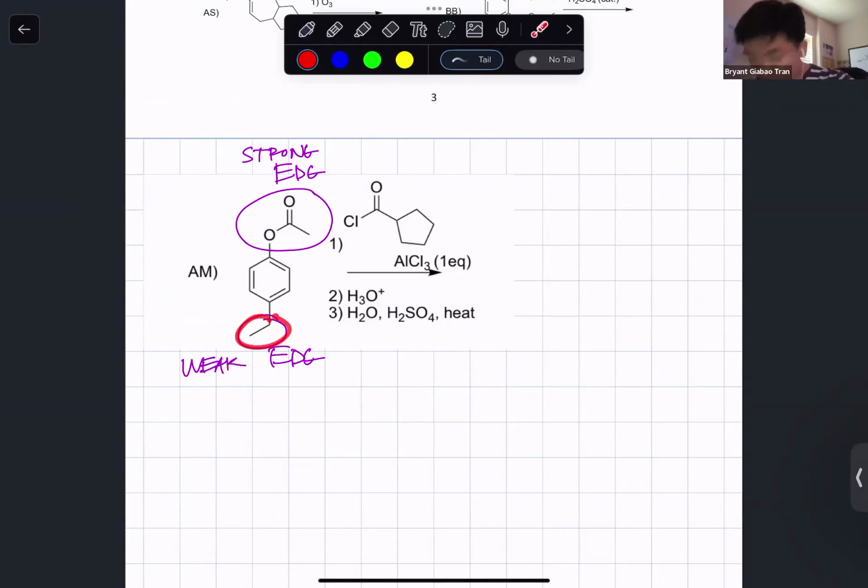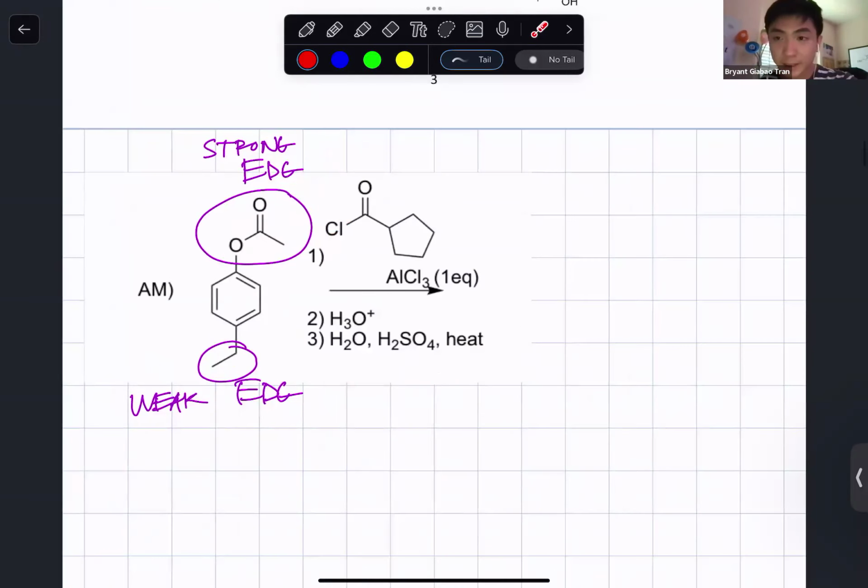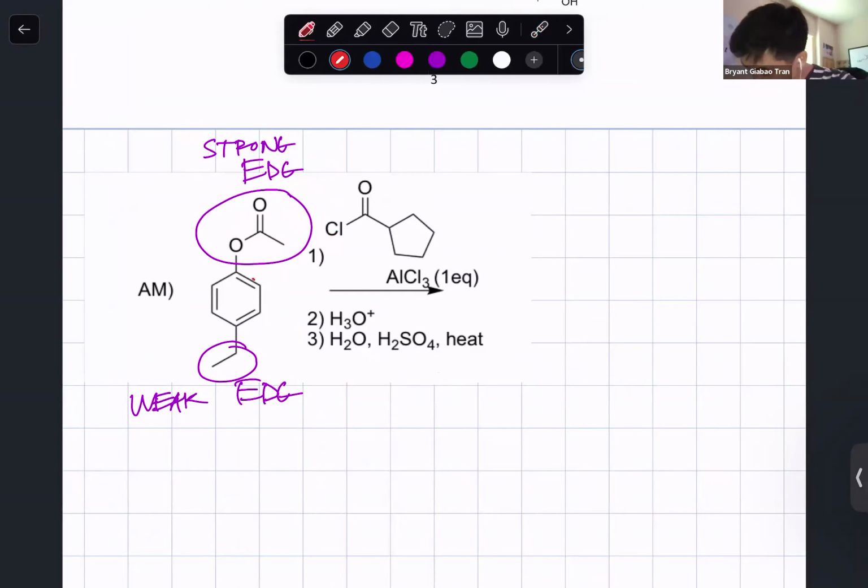This R group here only donates electrons by induction, making it a weak EDG. This EDG here donates electrons by resonance, making it a strong EDG. So this right here would be our directing group. And we said EDGs are ortho para directors because of the resonance. So the group would be attached to the ortho position here, but not the para position in this specific example, because the para position is already blocked off by the alkyl group here.